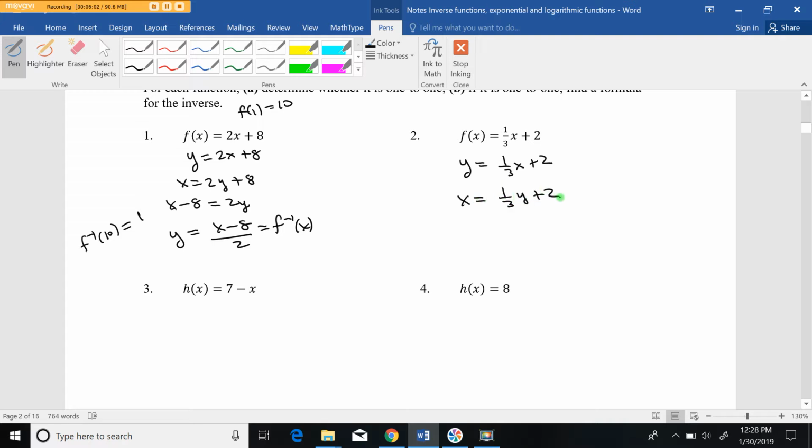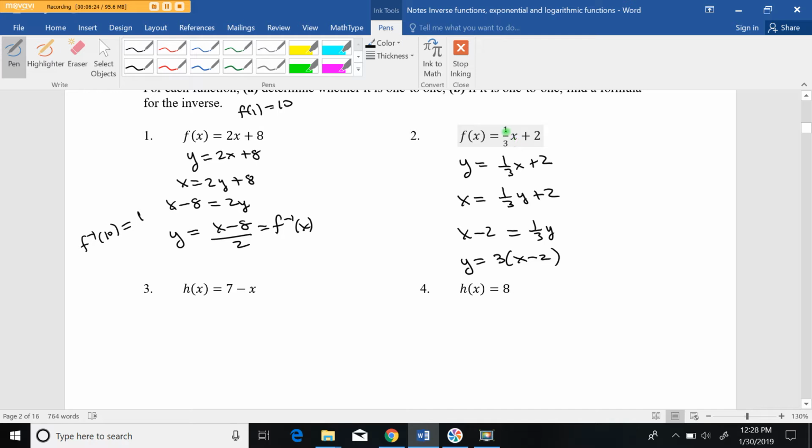And then we'll solve for y. So we would subtract 2 and multiply by 3. So we're going to get y equals 3 times x minus 2. And again, what you can do here is, like if I put the point 3 in, we're going to get 3 out. And if you run 3 into this, you'll get 3 out.